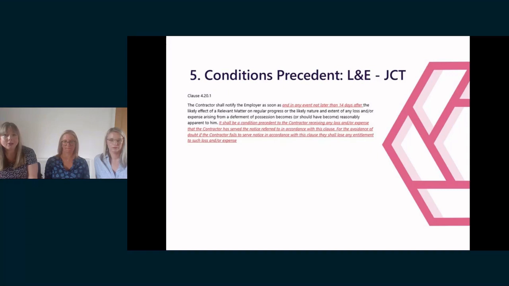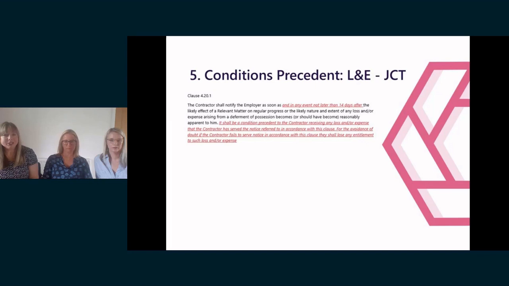As we know, JCT operates differently to NEC, and a contractor's entitlement to loss and expense is set out at clause 4.20 of the JCT D&B. Now, the JCT form merely requires the contractor to notify the employer as soon as the likely effect of a relevant matter on regular progress, or the likely nature and extent of any loss and expense arising, becomes, or should have become, reasonably apparent to him. As you may expect, this clause is commonly amended. The most common amendment is to turn this clause into a condition precedent clause, which is what the amended wording on the slide seeks to do.